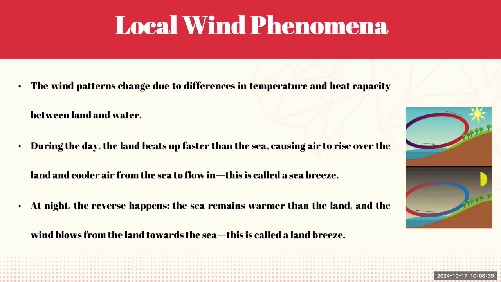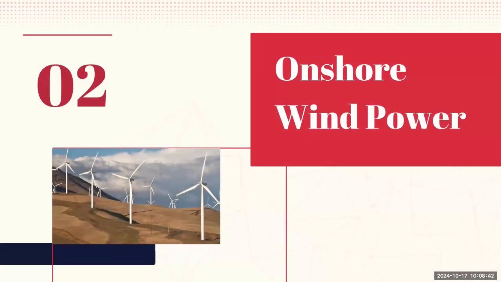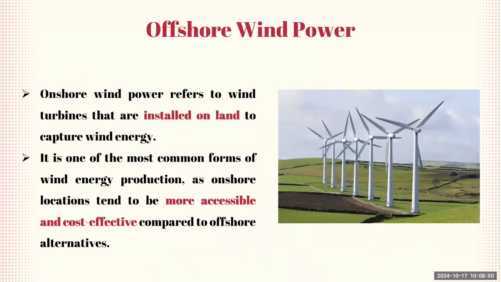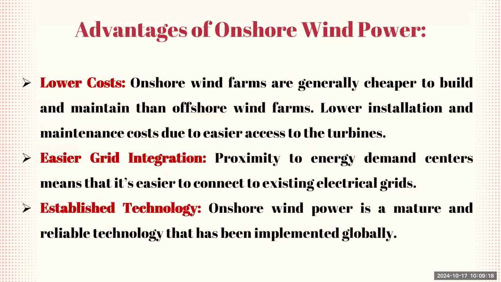All right, now that we talked about the basics, or let's say the introduction of wind energy, let's talk about onshore wind power in detail. Onshore wind power involves wind turbines that are located on land, installed on land to capture wind energy. It is one of the most common forms of wind energy production, as onshore locations tend to be more accessible and cost-effective compared to offshore alternatives, where wind turbines are installed on the sea, which we'll be talking about in more detail later.